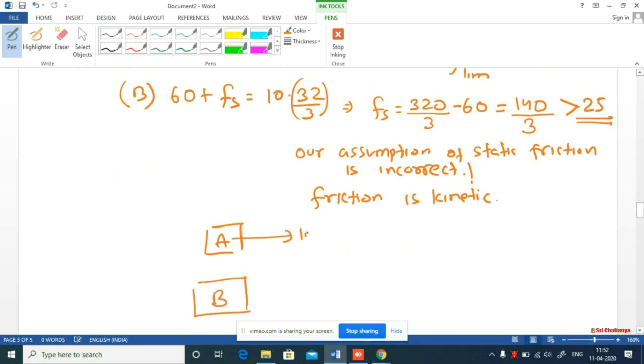For A, the forward force is 100. The backward force is kinetic friction, which is 25. For B, the forward force is 60, and then kinetic friction.